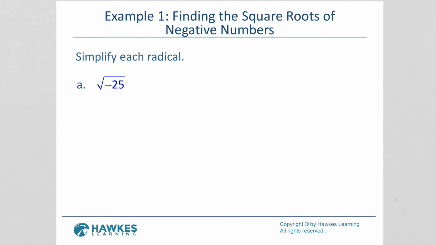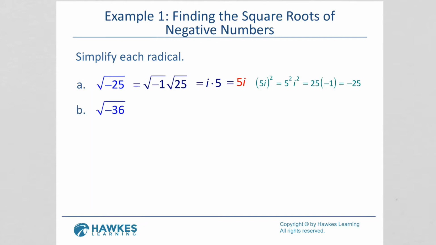Example 1, simplify each radical. A is the square root of -25, which can be broken down into the square root of -1 times the square root of 25, which is i times 5, or 5i. So 5i squared is equal to 5 squared times i squared, which is 25 times -1, which is equal to -25. That's a check.